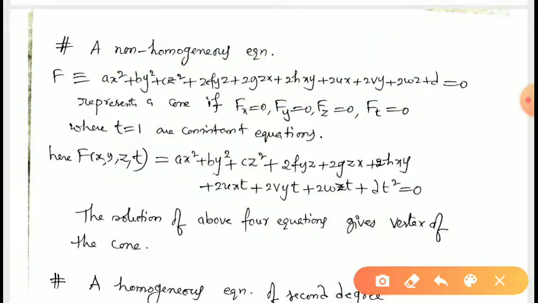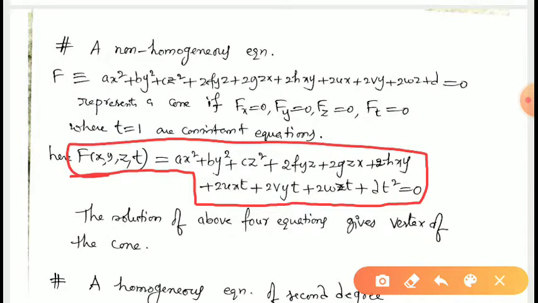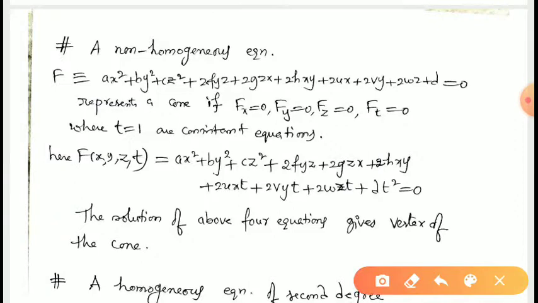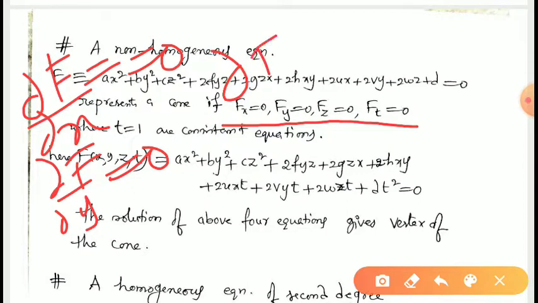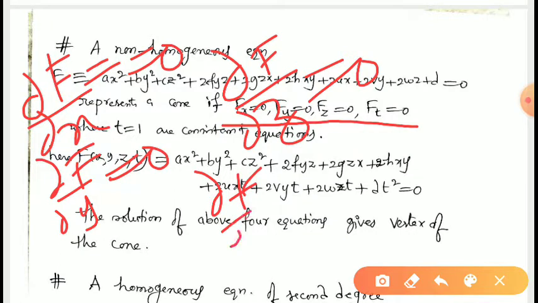On observation we can easily see that this is the homogeneous equation in variables x, y, z, t. Suppose these four equations are satisfied, what are they? Fx is equal to 0. That means dou f by dou x is equal to 0, dou f by dou y is equal to 0, dou f by dou z is equal to 0, dou f by dou t is equal to 0.